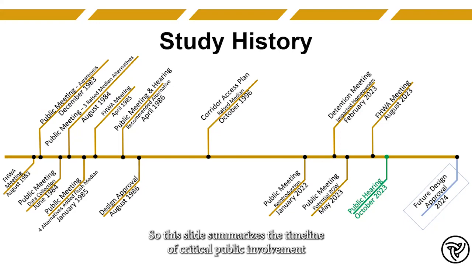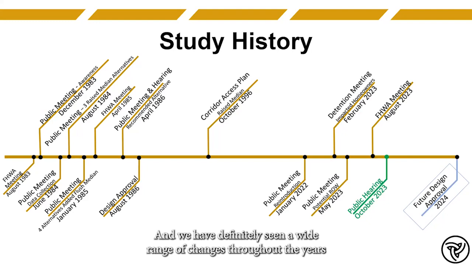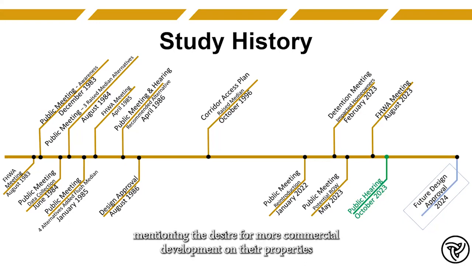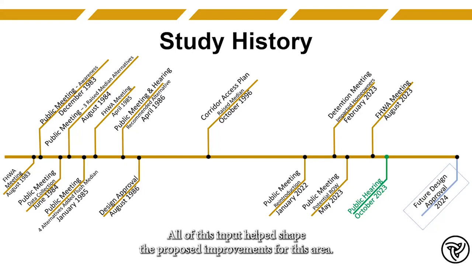So this slide summarizes the timeline of critical public involvement that's occurred throughout the two studies. Our current study has been reevaluating the changes throughout the years since the 1986 study and updating improvements accordingly. And we have definitely seen a wide range of changes throughout the years, from the clock tower resort and the Chrysler plant closing. We had the pandemic, which caused traffic shifts, and now a bit of a revival with new casinos and more industrial commercial sites being constructed near I-90. And we've even heard several parcel owners along this corridor mentioning the desire for more commercial development on their properties and the potential need for future access points. All of this input helped shape the proposed improvements for this area.